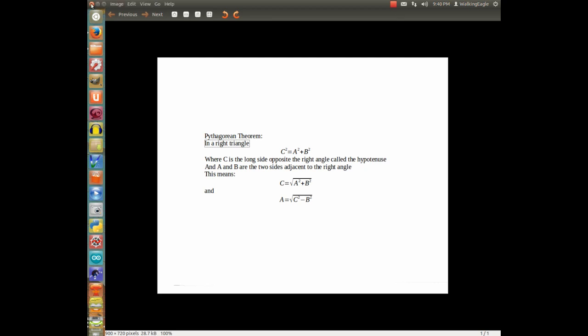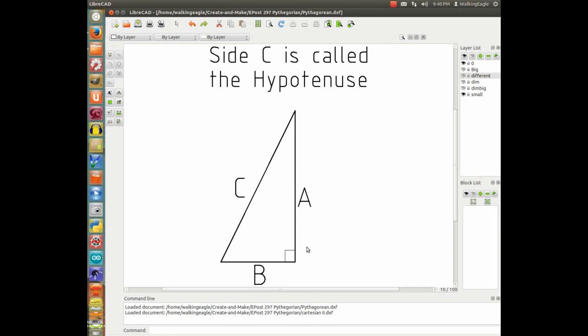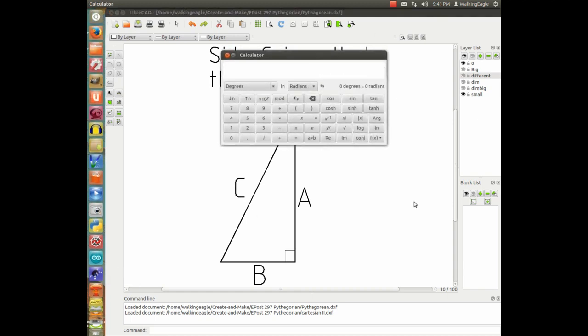So, let me just close this window. And we've got an angle right here with A and B, and we want to find C. Well, I'm going to tell you that B is 2, A is 4, and C is the one we have to find out. So we're going to go through the formula. Use the calculator. C squared is 2 squared, which is 4, plus 4 times 4, which is the other side. And all together, that gives us 20. Okay, I'm going to go and take the square root of that.